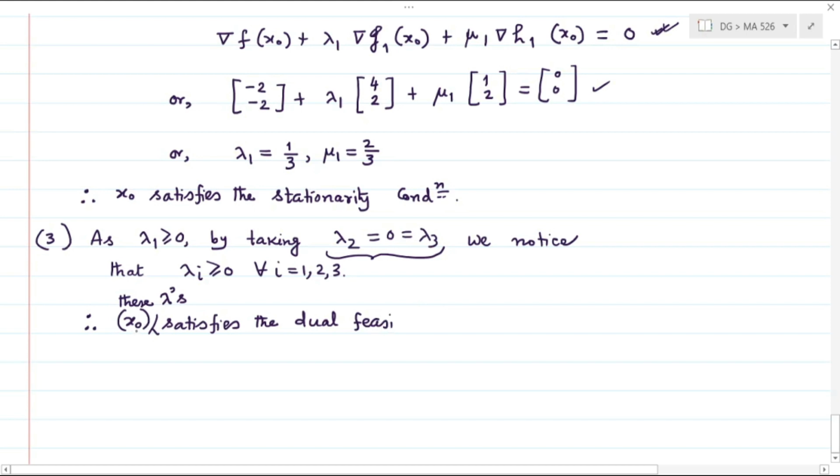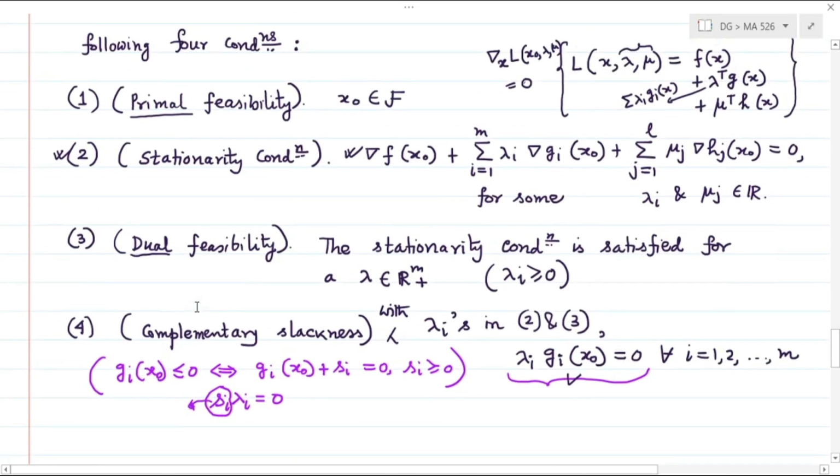So x naught is solely responsible to get lambda 1 equal to 1/3. If you would have taken any other point instead of (1, 2), you could have gotten different values of lambda 1. Fine. And therefore in the definition of KKT optimality condition, although the dual feasibility check is not for x naught but hidden in the lambda i values that satisfy your stationarity condition, these lambda i values, mu j values, they are eventually dependent on the point x naught. If you change this point x naught, then obviously your lambda i, mu j will change.